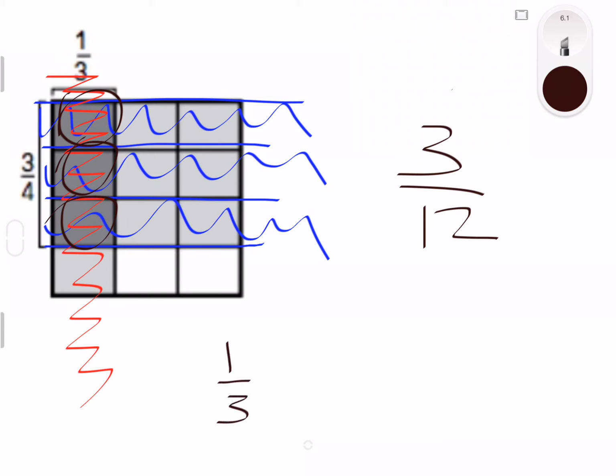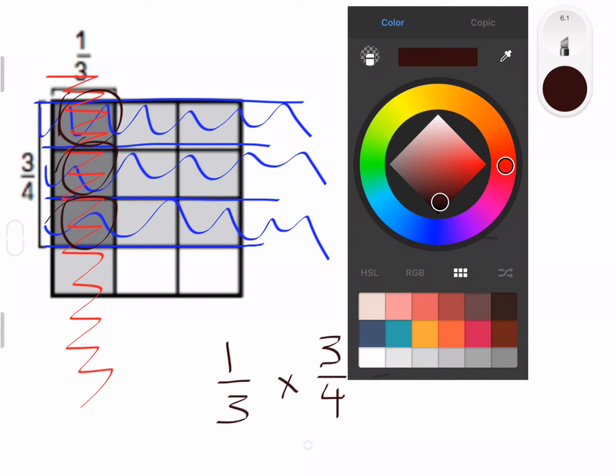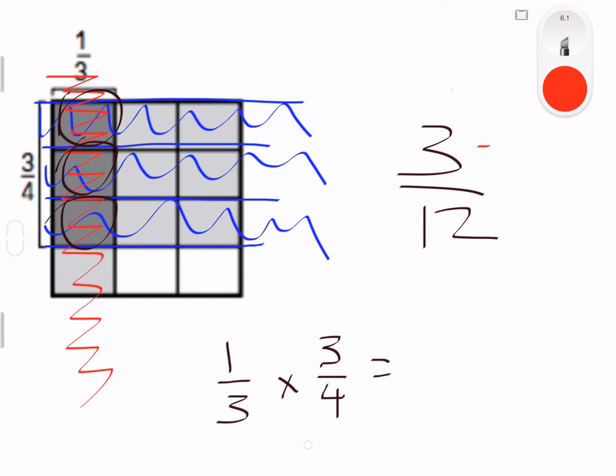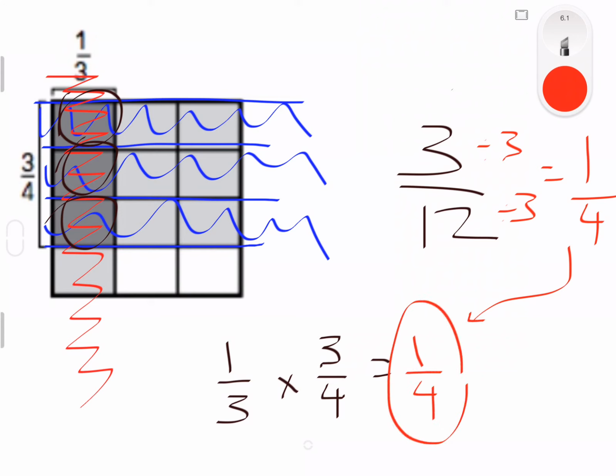This is how you draw a picture of this question. 1/3 times 3/4, it doesn't matter which order I put them in, is going to equal that 3/12, and I'm going to go ahead and simplify it anyway because I can't stop myself. 3 and 12 share the number 3, so we can pull that out of there and end up with 1/4, and that's what we would write as a simplified answer right here.